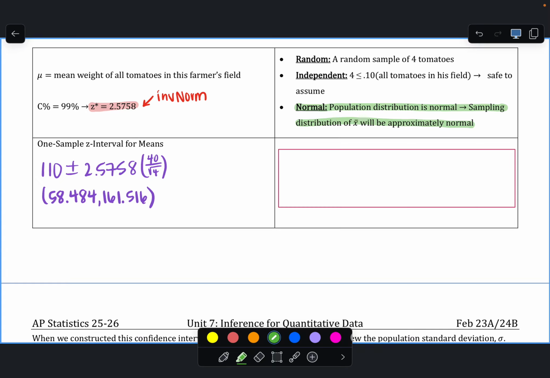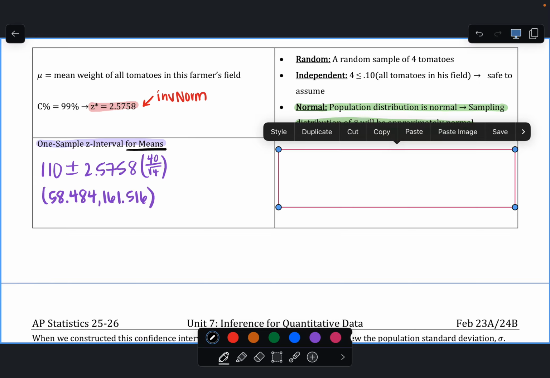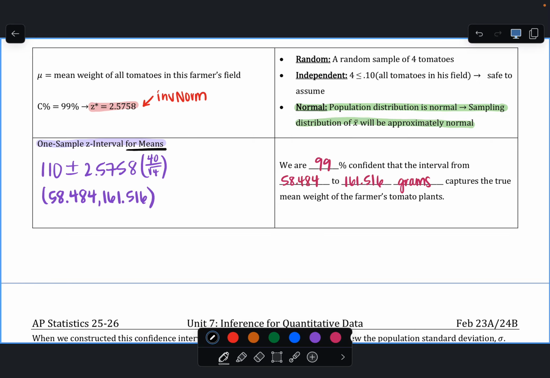I went ahead, I calculated my interval. One thing I will point out, I named the test. It is a 1 sample Z interval, and the big change for us right now is it's for means and it's not for proportions. So it's number data. And if you're ever unsure and you're like, how do I know it's categorical or it's quantitative, read the question and look at what they are collecting.